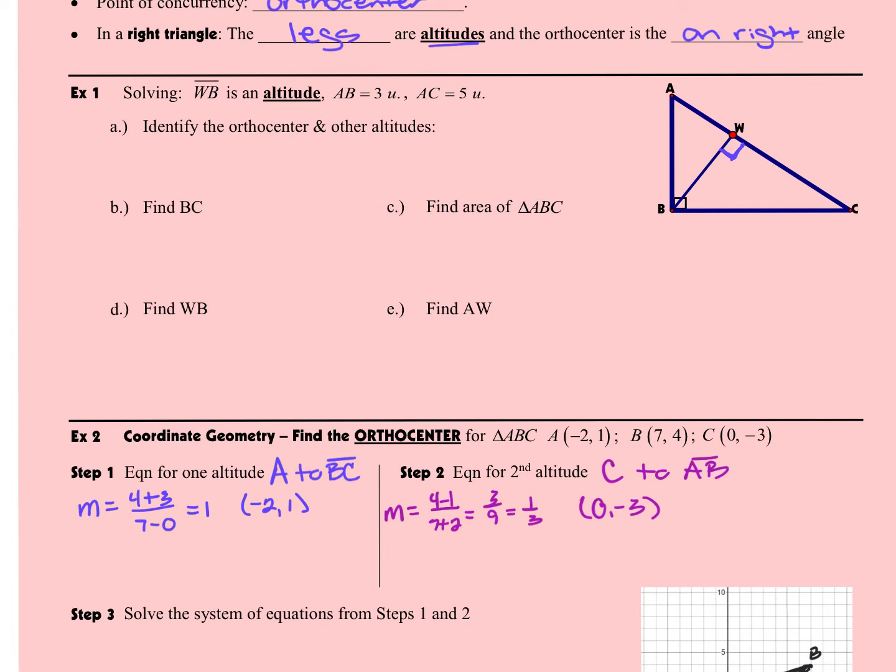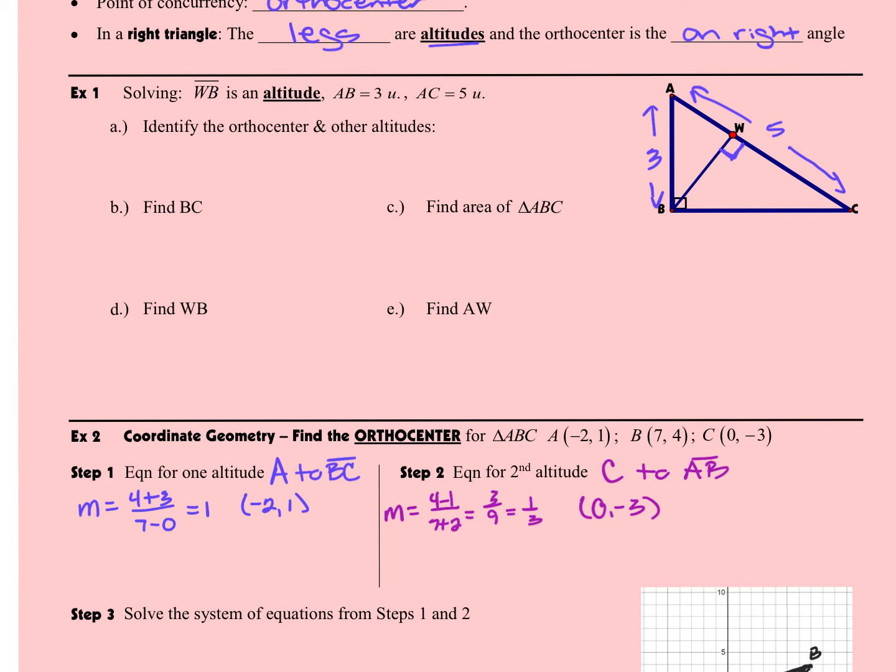Now, we're going to look at all the things that we could do with this particular figure. So I'm going to tell you that AB is going to be 3 units. I'm going to tell you that AC is going to be 5 units. And since the triangle is a right triangle, we will be able to easily do a Pythagorean theorem for our last side. Let's first look at this question A, identify the orthocenter.